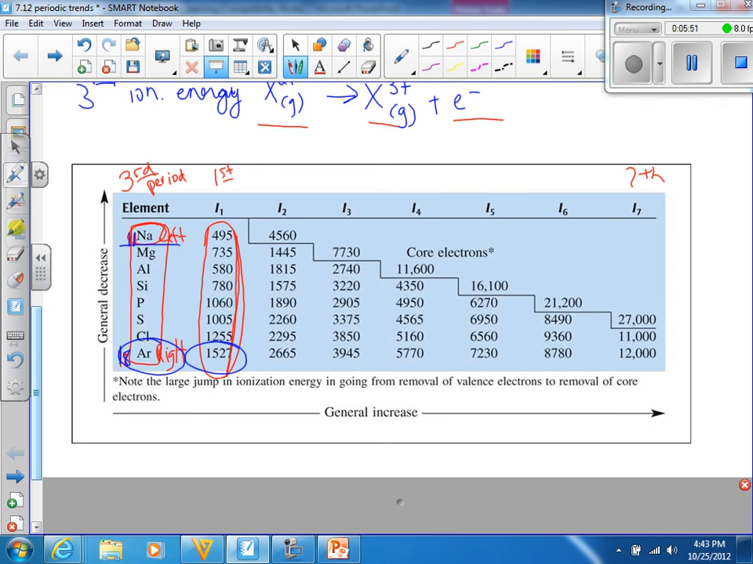So sodium's got a weak grip. It only takes 495, this doesn't tell you what these are, I'm assuming they're joules of energy, to remove an electron. This must be for 1 mole of atoms. I'll have to look in the book for the actual units here. Okay, but really important, when we go left to right in the periodic table, ionization energy goes from a small number to a large number.